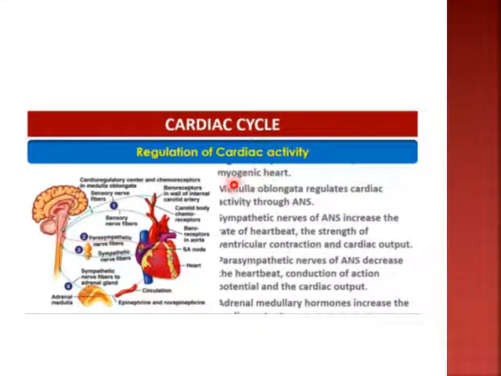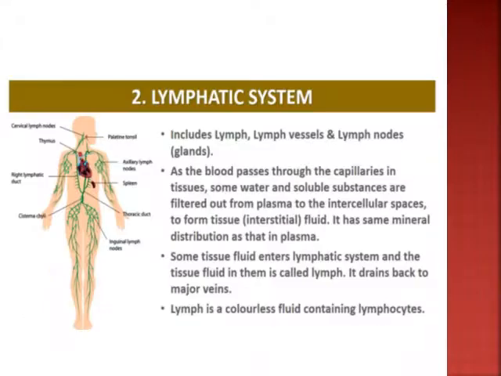Our heart is myogenic, meaning it is controlled by the muscles. Medulla oblongata regulates the cardiac activity through the autonomic nervous system. Sympathetic nerves of ANS, the autonomic nervous system, increase the rate of the heartbeat, the strength of the ventricular contraction and the cardiac output, whereas parasympathetic nerves of ANS decrease the heart rate, conduction of the action potential and the cardiac output. So adrenal medullary hormones increase the heart rate.